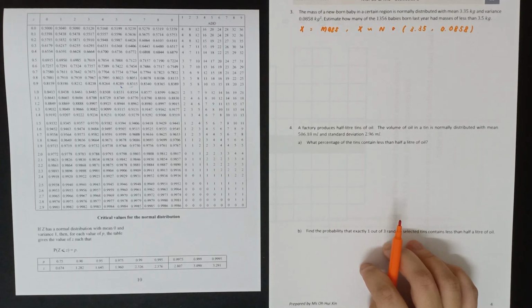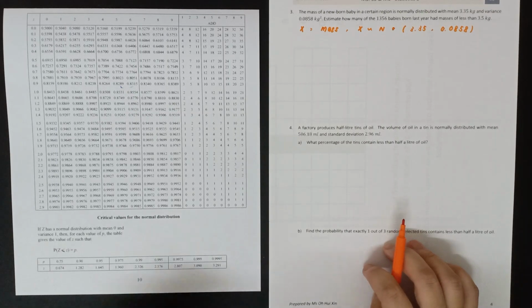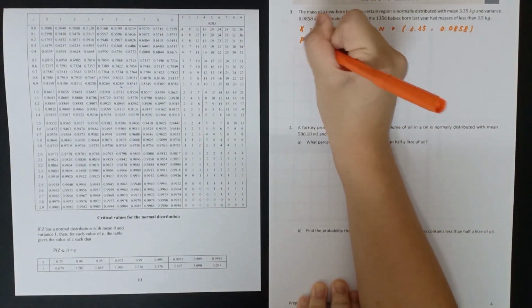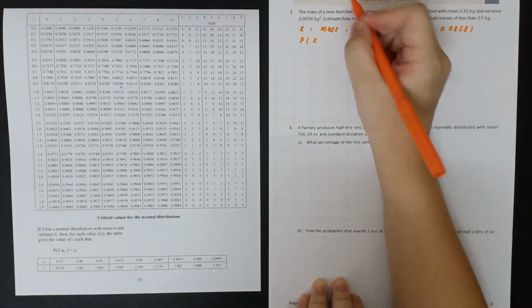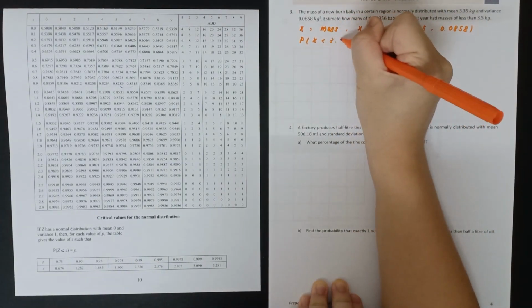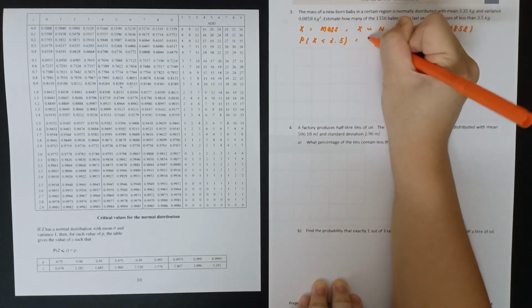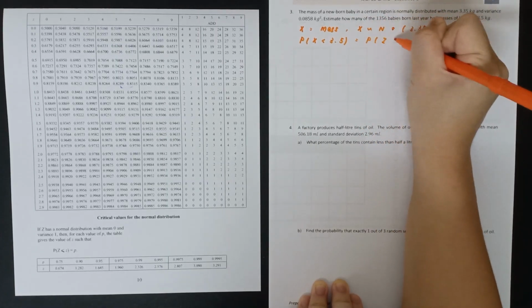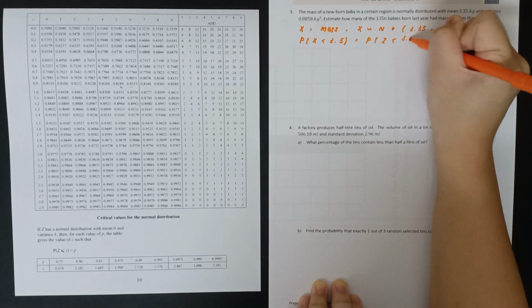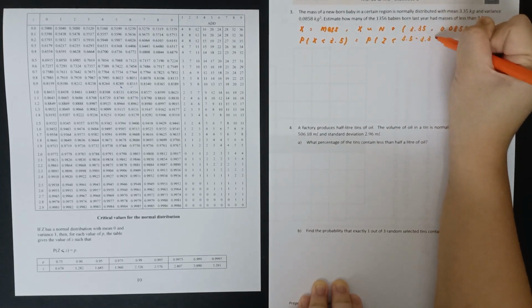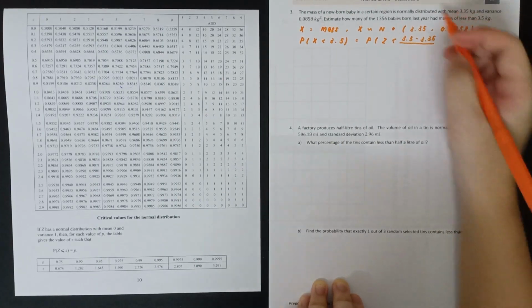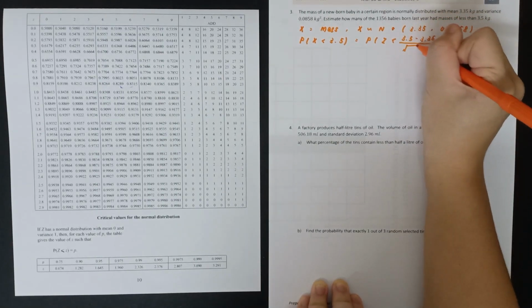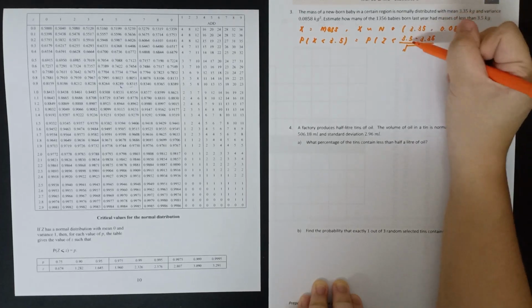So the first thing that I need to do is write everything in a sentence again. I want to find the probability for the baby to have a mass that is less than 3.5. Then I try to standardize it. So Z smaller than 3.5 minus my mean, then divide by my standard deviation. Remember, this is a variance, so when I want to find the standard deviation, I will square root it.